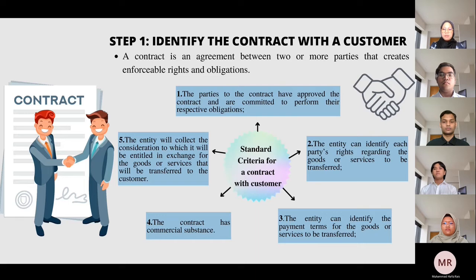Okay, what do you mean by commercial substance? Commercial substance is a transaction that can cause a change in the cash flows of the entity. And the last criterion is that the entity will collect the consideration that will be transferred to the customer. Next.